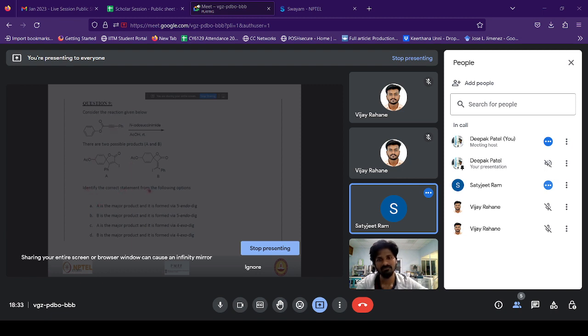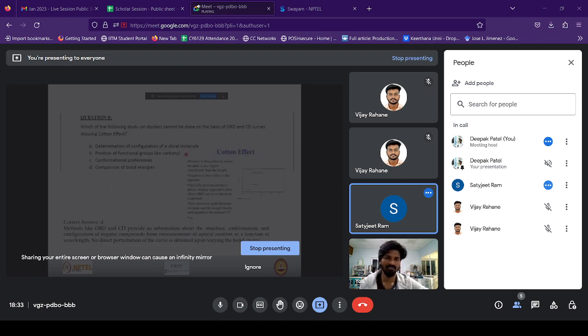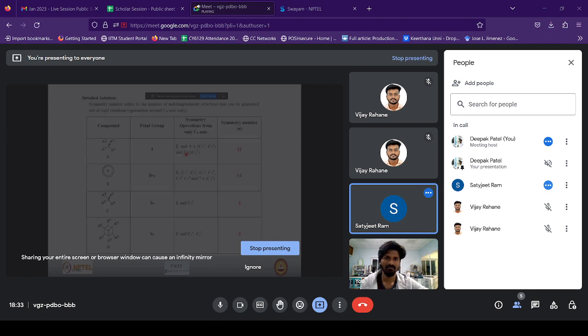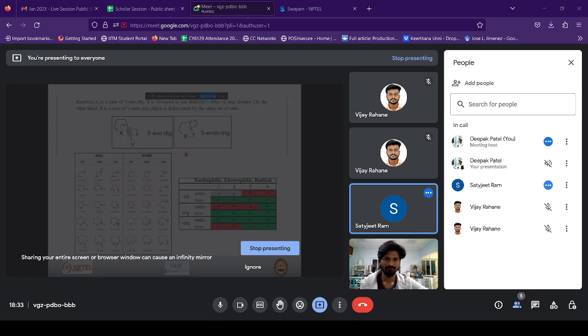Identify the correct statement from the following options. A is the major product and is formed by 5-endo-dig. For this, you have to remember Baldwin's rules, as I explained in the last question. I will go again here. You can see that this is a dig system because a triple bond is there.